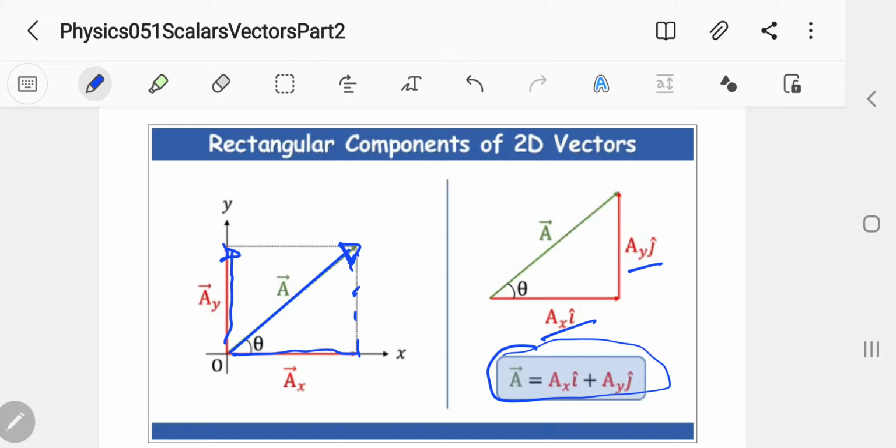So that's how you write the unit vectors in Cartesian coordinates, and this is used commonly in writing vectors. Of course, you can write the vector in different coordinate systems, but mostly we use the Cartesian coordinate system in solving problems in physics.